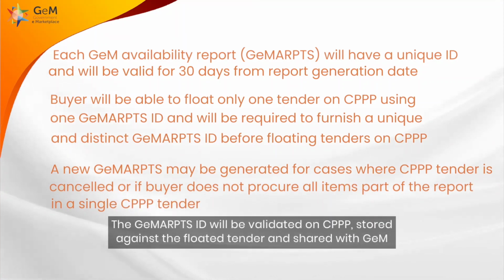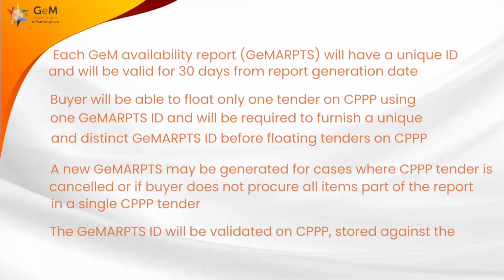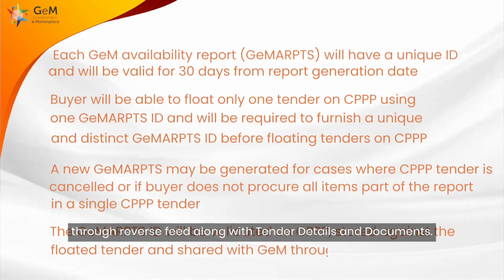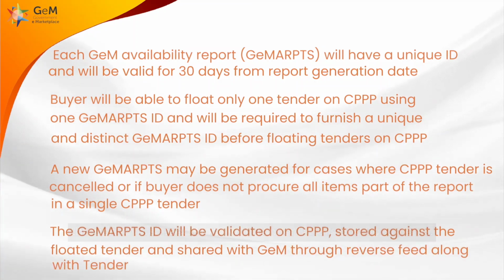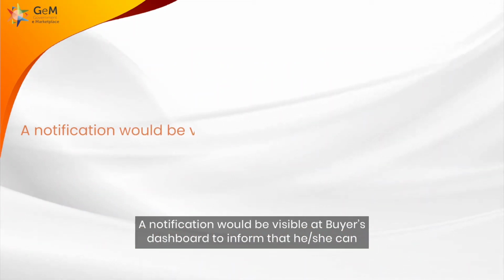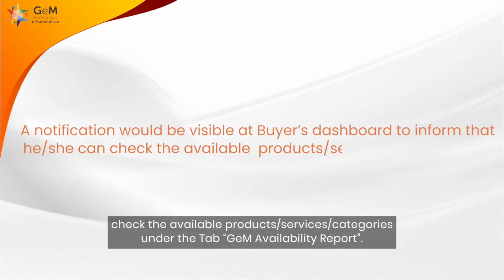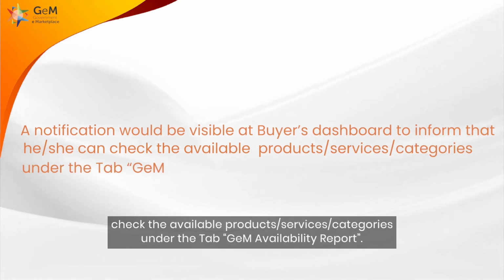The GEM ARPTS ID will be valid on CPPP, stored against the floated tender and shared with GEM through reverse feed along with tender details and documents. A notification would be visible on the buyer's dashboard to inform that he or she can check the available products or services or categories under the tab GEM Availability Report.